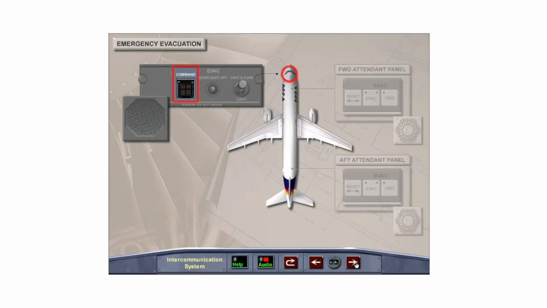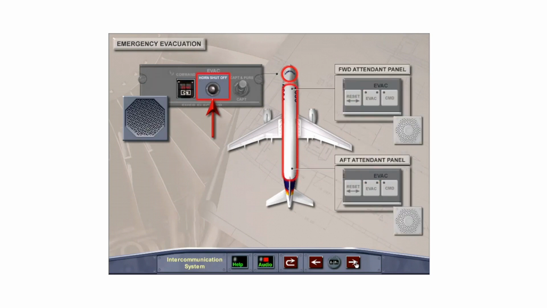When the guarded evac command push button on the overhead emergency evacuation panel is pressed and released, the on light comes on, the evac light flashes red, and an evacuation horn sounds in the cockpit. In the cabin, the evacuation horn sounds, and the evac lights in the forward and aft flight attendant panels flash. Pressing the horn shutoff button silences the horn in the cockpit only. When the evac command push button is pressed off, all lights and sounds in the cockpit and cabin will cease.